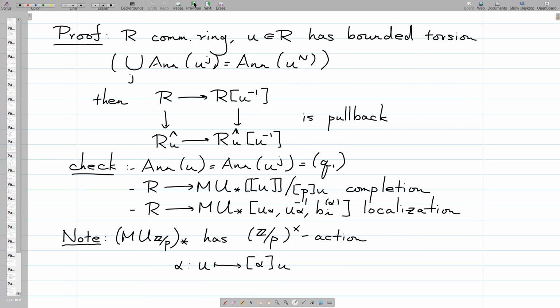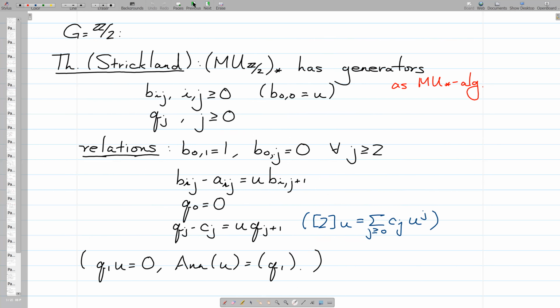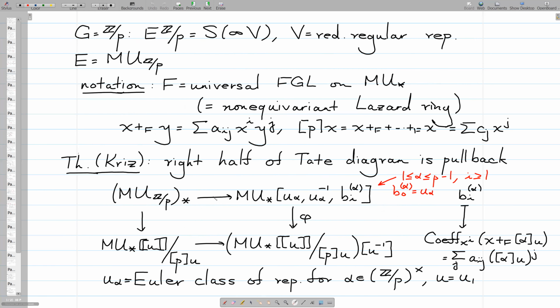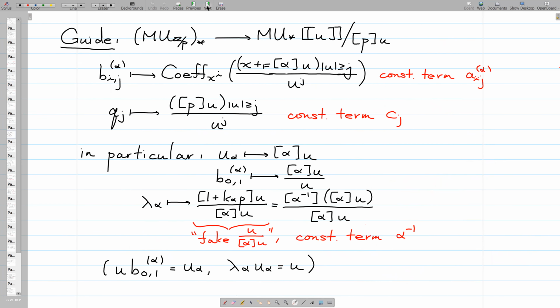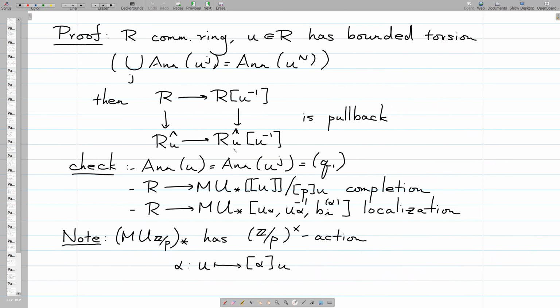So you just check that, let's go back all the way to the Chris theorem. You check that for the ring that's described in the generators and relations in the statement of the theorem, if you invert at U, you precisely get the geometric fixed point. And if you complete at U, you precisely get the Borel cohomology. And then you also have to check that it has bounded torsion. In fact, its annihilator of all its powers is Q.